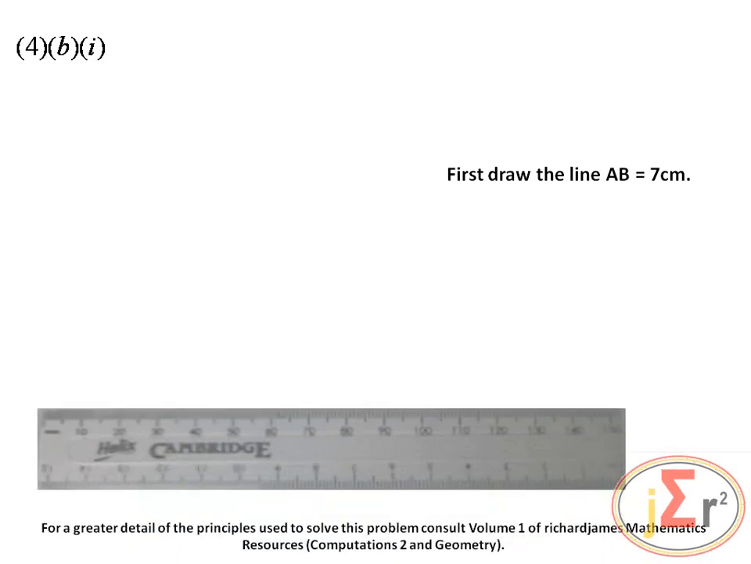Using only a pair of compasses, a ruler and a pencil, construct a parallelogram ABCD in which AB is equal to AD is equal to 7 centimeters and the angle BAD is 60 degrees. So we are going to draw the line AB, which is 7 centimeters. That is our ruler, and we are just going to use 7 centimeters.